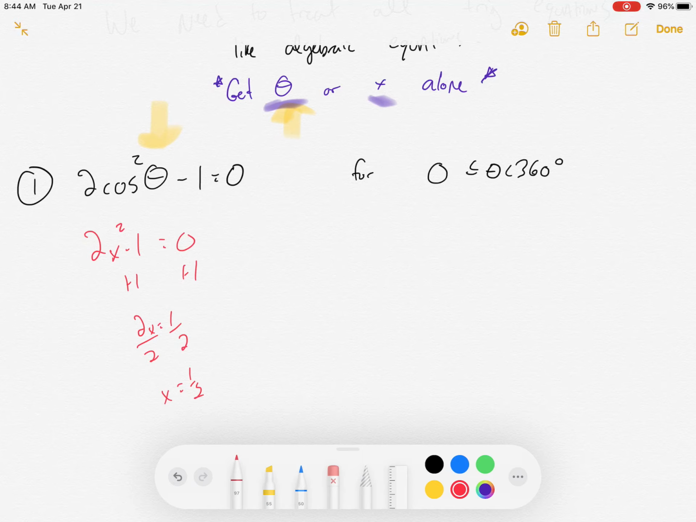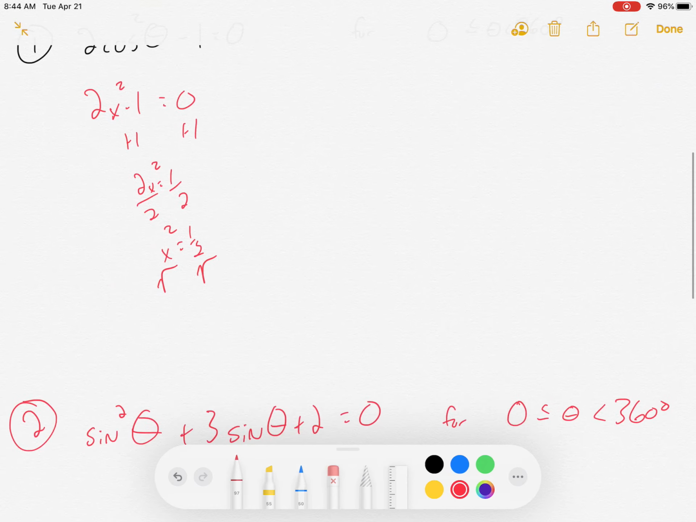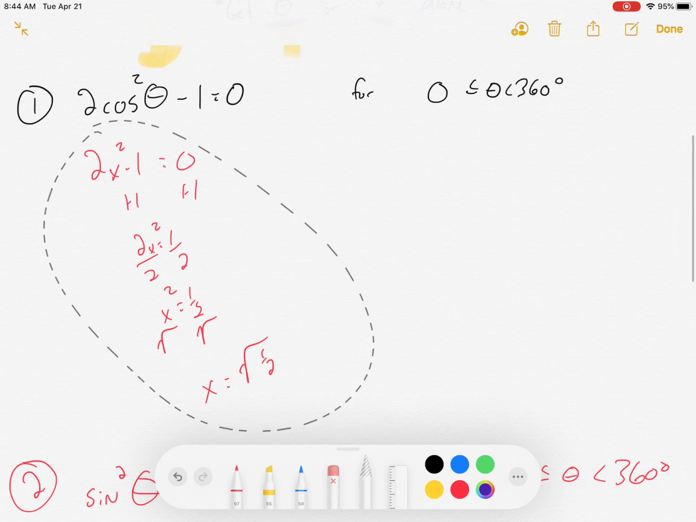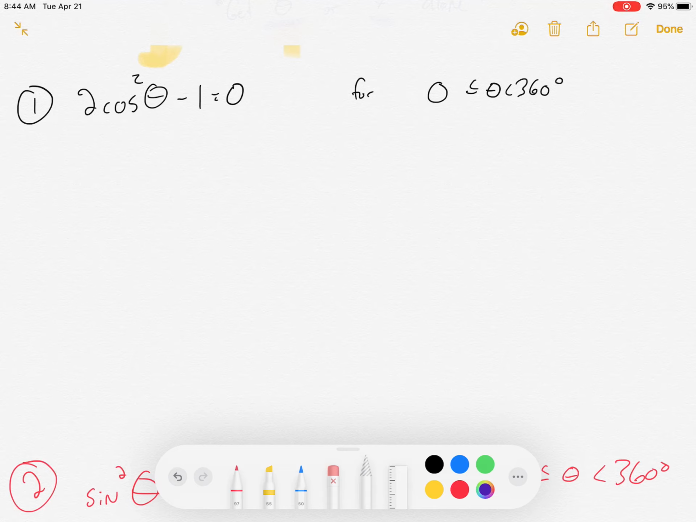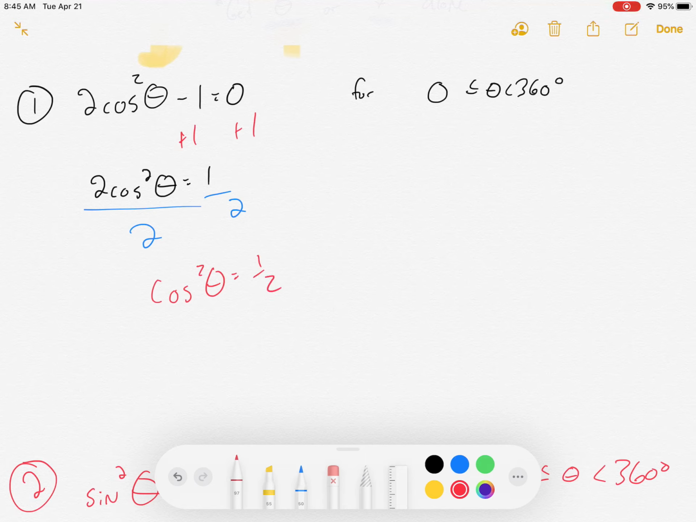Well, what if it was 2x squared? Because it's cosine squared. 2x squared minus 1 equals 0. Well, this would be x squared. Then we'd have to take the square root, take the square root, and we would get x equals the square root of 1/2, right? So let's do it now, but just keep it in terms of cosine. So we want to get theta by itself. Okay, plus 1 plus 1. 2 cosine squared theta equals 1. Get theta by itself, we need to divide by 2, divide by 2. Okay, now we have cosine squared theta equals 1/2.